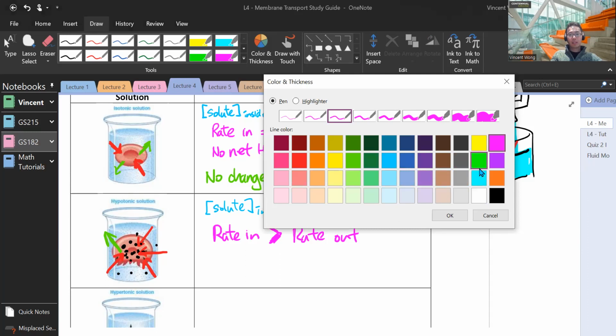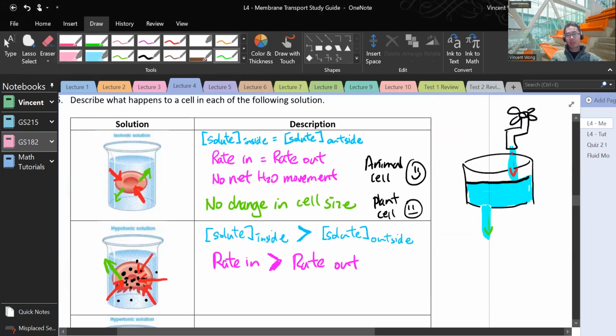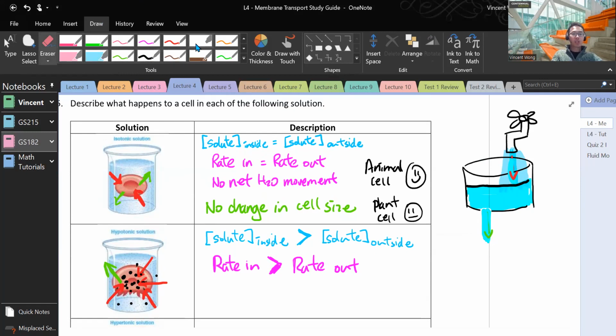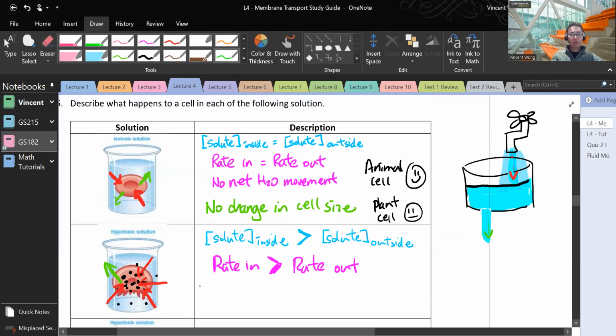And so if you think about our situation here, it's like turning on your tap much bigger, like that, than it's leaving. So the water level will rise, right? Okay, and eventually it will overflow. So the water will come in and the cell will swell and eventually it might burst. So cell swells and might burst.